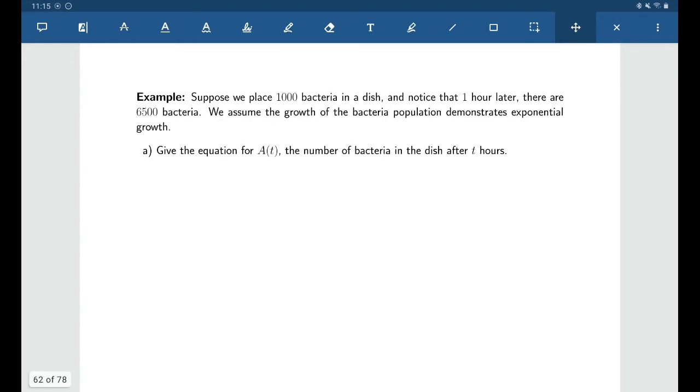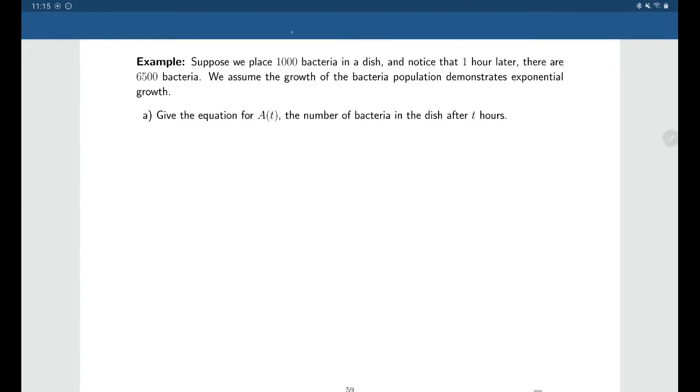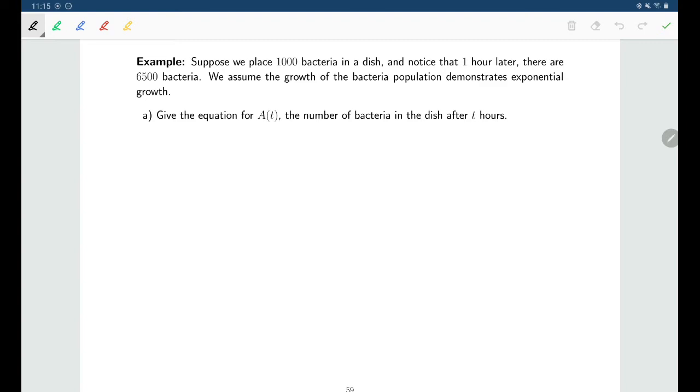So we've got this little example here where I started off by placing 1,000 bacteria in a dish, and then an hour later I note that there are 6,500 bacteria in the dish. So we've gained some new bacteria, and here we're assuming that we're working with the model of exponential growth. We're assuming that the population demonstrates exponential growth.